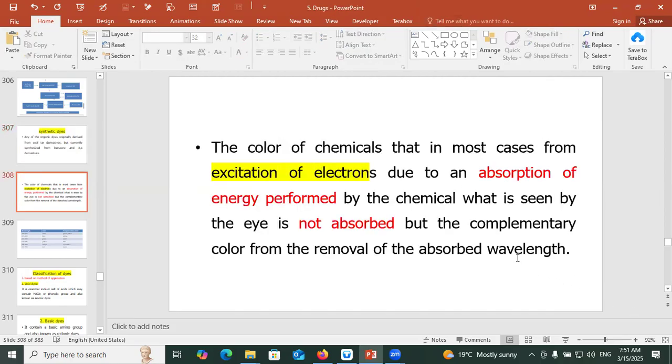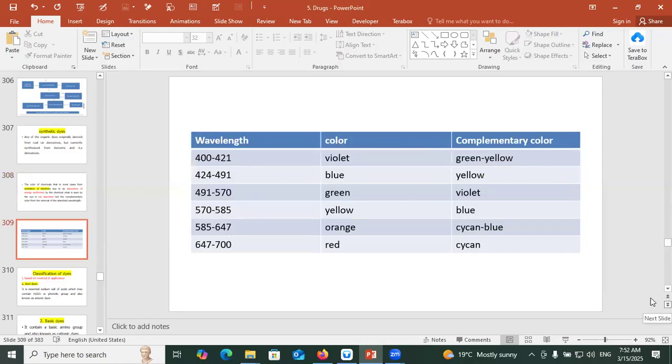The color of chemicals, in most cases, forms from excitation of electrons due to an absorption of energy by the chemical. What is seen by the eye is not the absorbed color, but the complementary color from the removal of the absorbed wavelength. The wavelength, color, and complementary color.